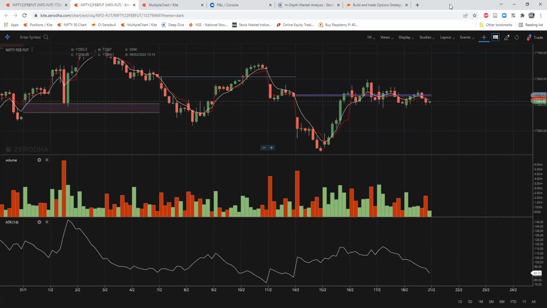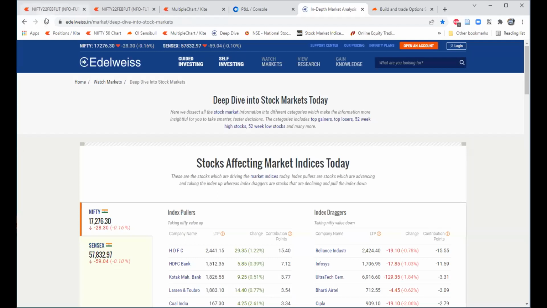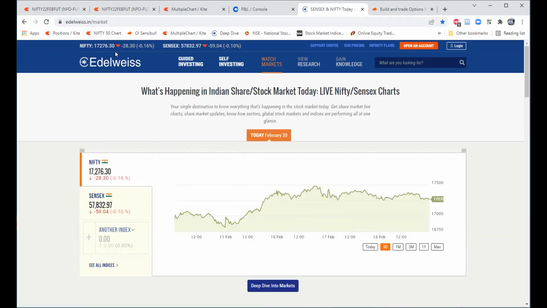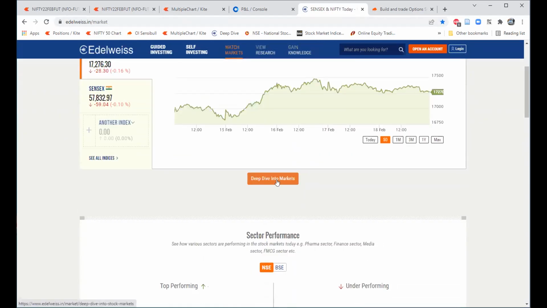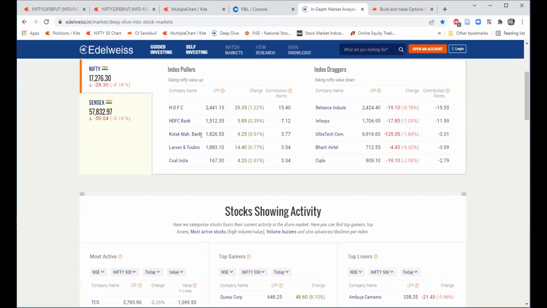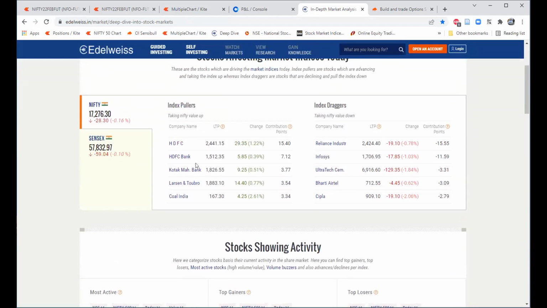Then to keep track of where the index is moving, I use the Edelweiss free service. Even if you don't have an account with Edelweiss, you can go to their main website, click on deep dive, and you can see the top index movers for the day, and the index draggers and pullers.